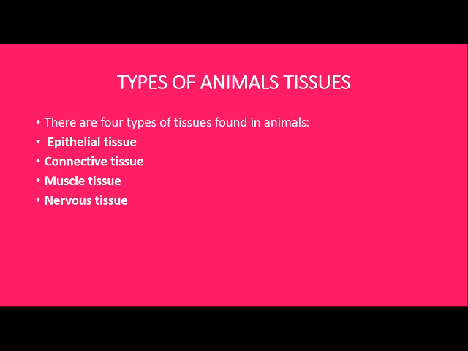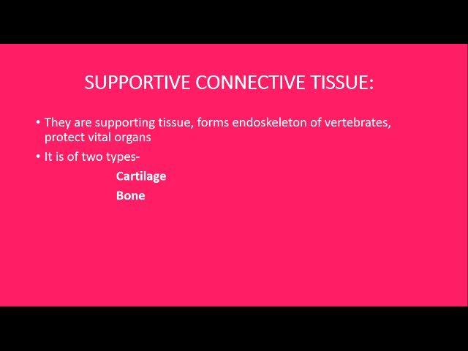There are mainly four types of tissues that are found in animals: epithelial tissue, connective tissue, muscle tissue, and the nervous tissue. We have already completed epithelial tissue and the nervous tissue. Children, we are right now studying about the connective tissue. Depending on the matrix that is present, connective tissues are classified into many types. Yesterday, I taught you about one type of connective tissue, and today we are going to study the second type of connective tissue, the supportive connective tissue.